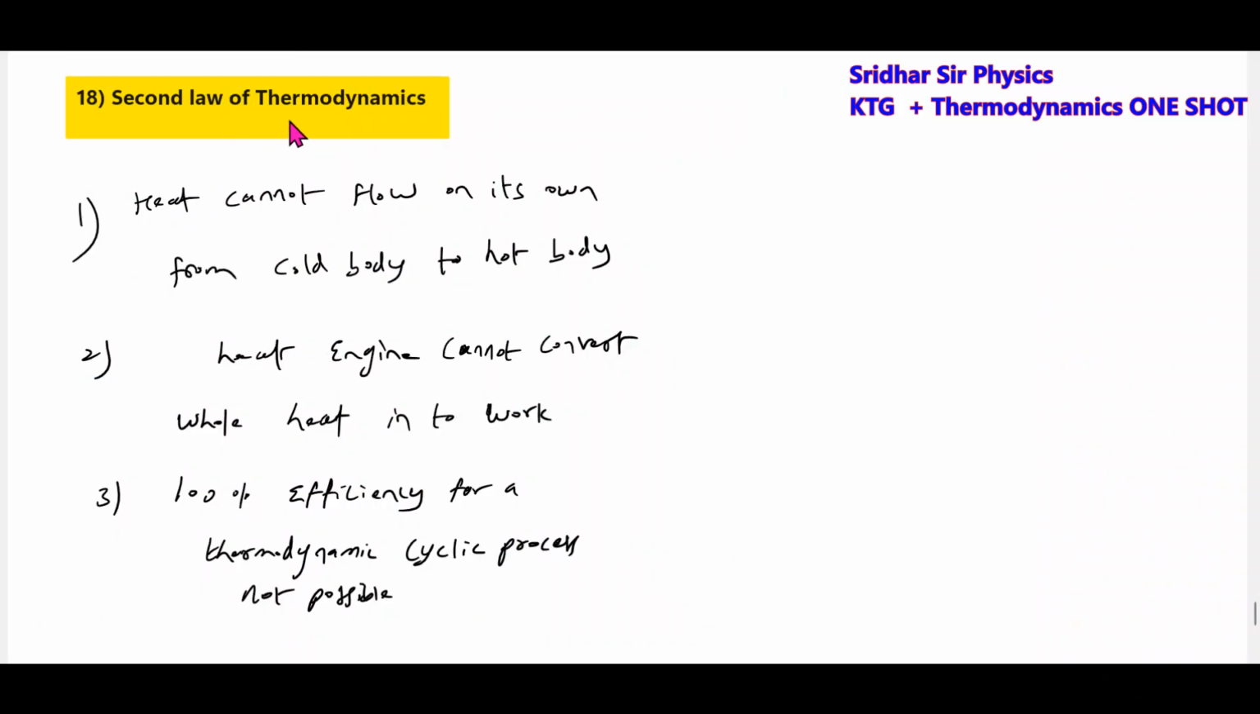Next we have the second law of thermodynamics. Heat cannot flow on its own from a cold body to a hot body. To make the heat flow, we have to do mechanical work. Similarly, a heat engine cannot convert all heat into work, and 100% efficiency for a thermodynamic cyclic process is not possible. These are only statements of the second law. We don't have any application problems. There's one general idea that you have to develop here.